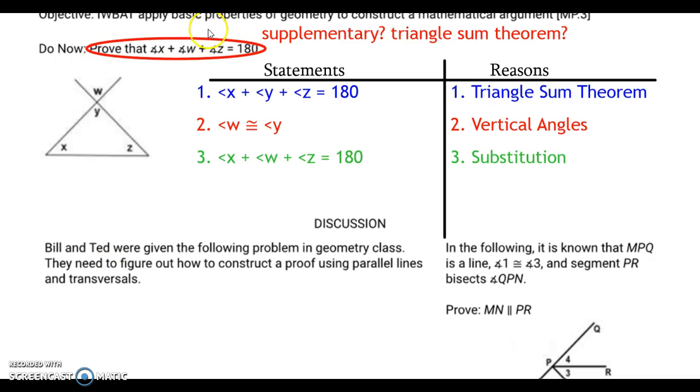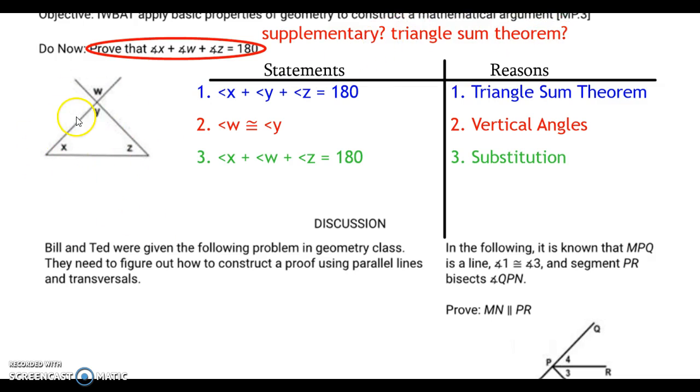All right, I've led into this by circling the prove statement. It asks us to prove that x and w and z add together to give us 180 degrees. And on top, I've written some notes about what could possibly give us 180 degrees. Supplementary angles are something that we've talked about that gives us 180 degrees. Triangle sum theorem is another possibility that gives us 180 degrees.